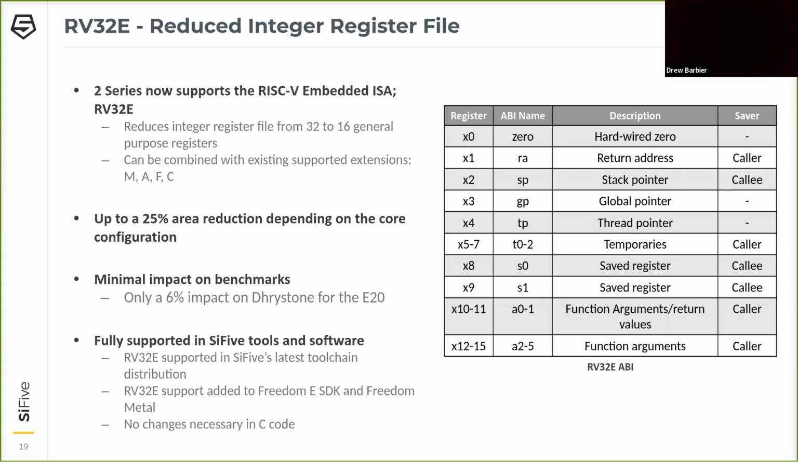We also have support for this in the latest branches of Freedom E SDK and Freedom Metal. From a customer application standpoint, there are really no changes they have to make to their code at all. If you're writing code in C, then this is just a compiler command line change, and that's it. The compiler will take care of the rest and implement the RV32E ABI.